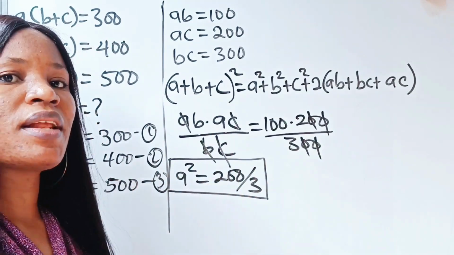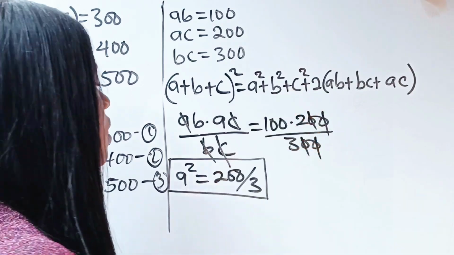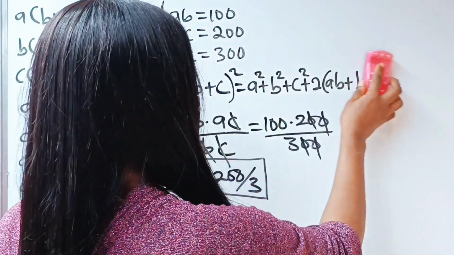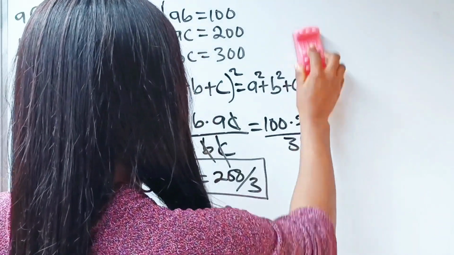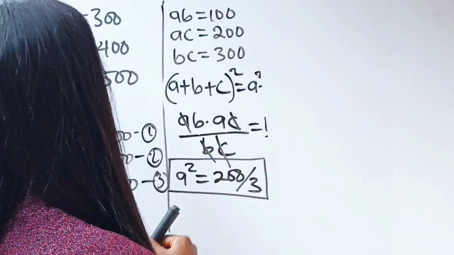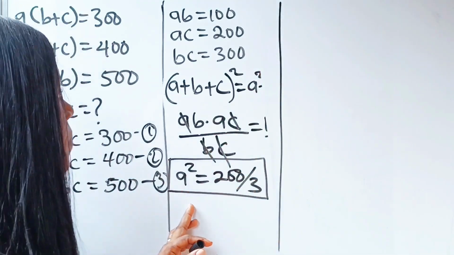Okay. Now similarly, I'm going to get B squared and C squared. But because of lack of board, I'm going to clean this for now. We are going to bring it in later. All right. So the important thing is that we have gotten our A squared. Now let's go ahead and go for our B squared.